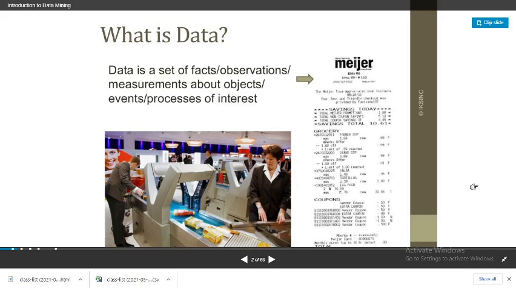They are collecting the facts. In the image, are you able to see it? The one who is making the bill is collecting all the facts. That particular person is purchasing this much quantity. This is the item, this is the manufacturer, etc. Or observations, or measurements, of objects and events, processes of interest. See here, that person has purchased an object in which he is interested. In which object are you interested?